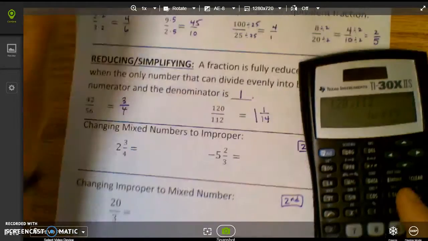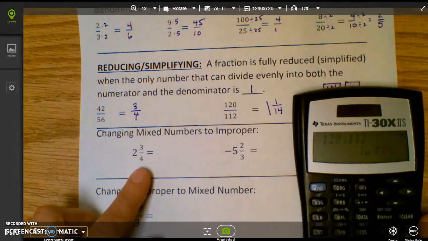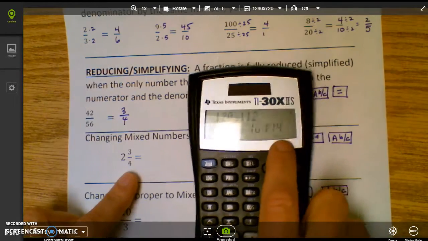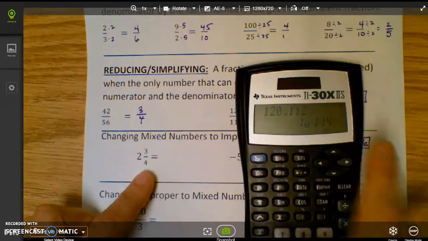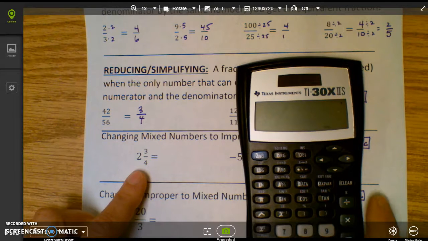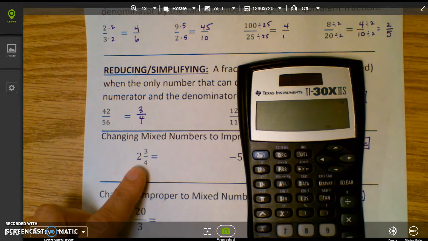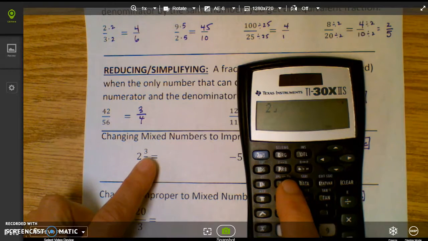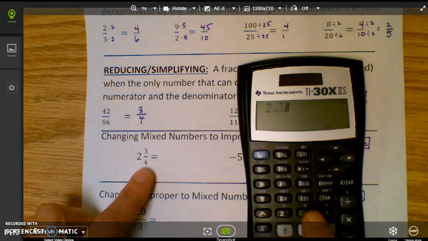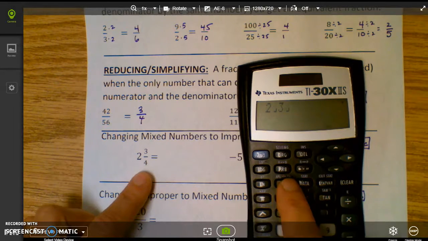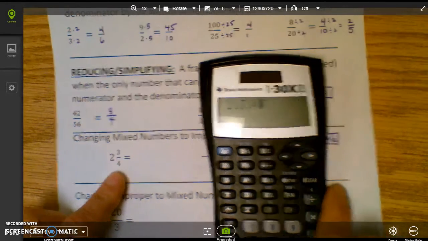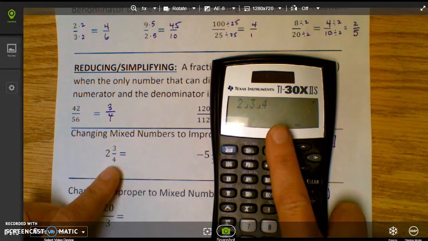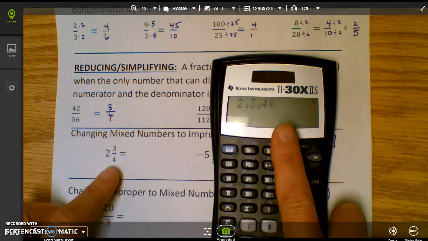Now, while we're here, we're going to do some work on changing mixed numbers to improper. So remember how the last problem gave us this mixed number? What you're going to do when you get a mixed number to type in is you're going to put in the whole number. You're going to hit ABC. Then you're going to type in your numerator, and you're going to hit ABC again before you type in your denominator. So your calculator understands that this means 2 3/4 when you type it in using ABC.